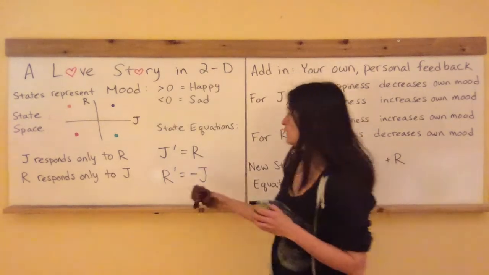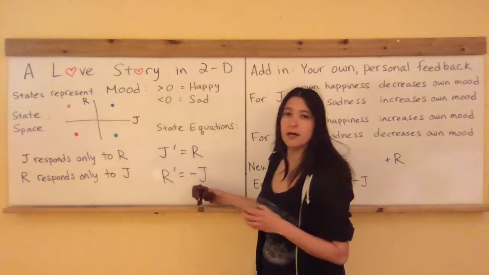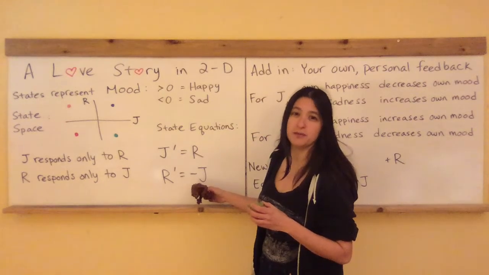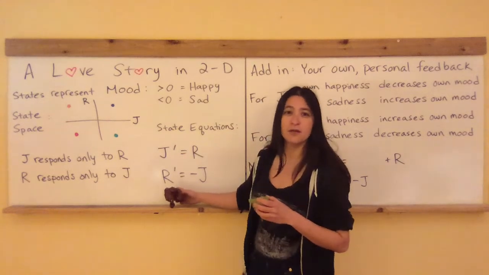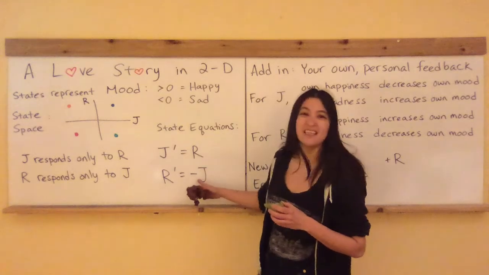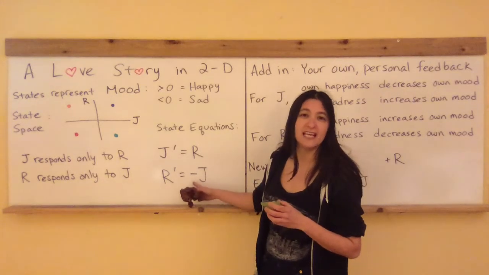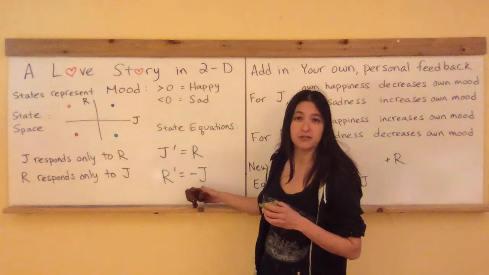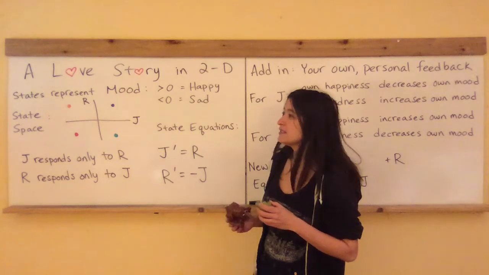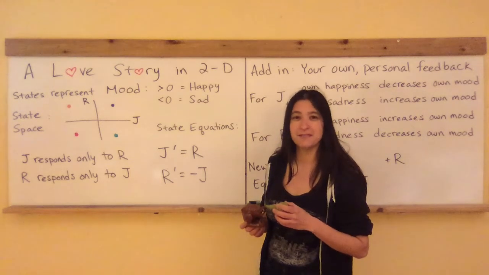Well, Rancor only responds to Jabba, but he responds in the opposite way. As you can see here, when r prime is equal to negative in front of the j, that negative denotes negative response or negative feedback. Let's see what that means in terms of our little love story.